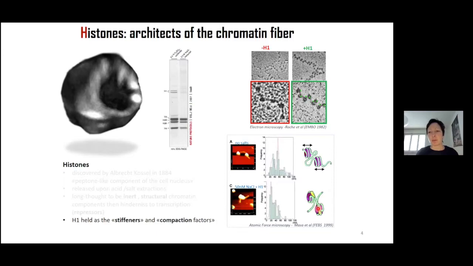So for a long time as well, we were left with this idea that linker histones are responsible for chromatin compaction mostly.